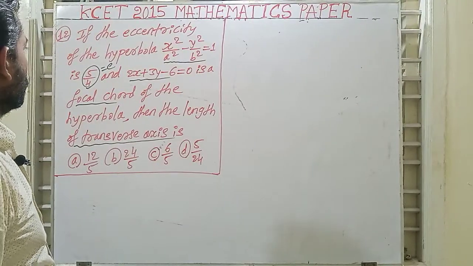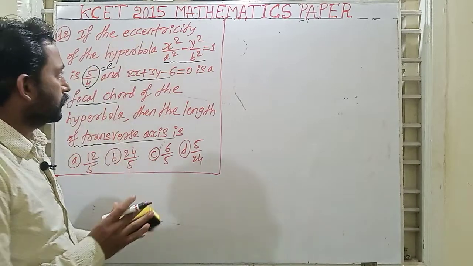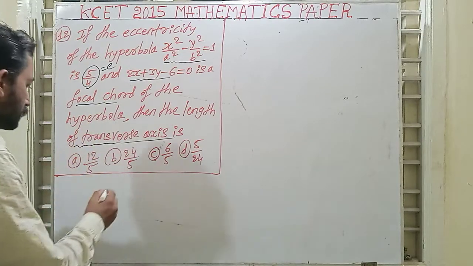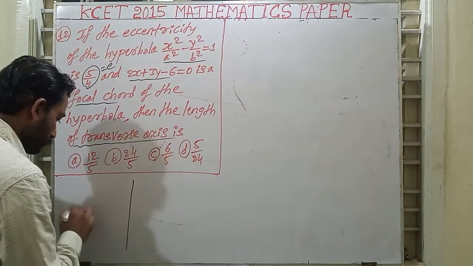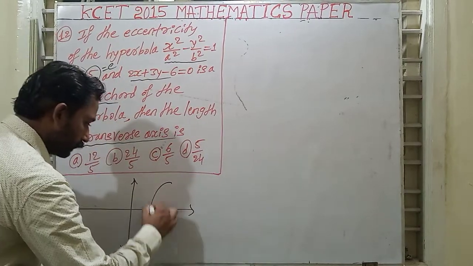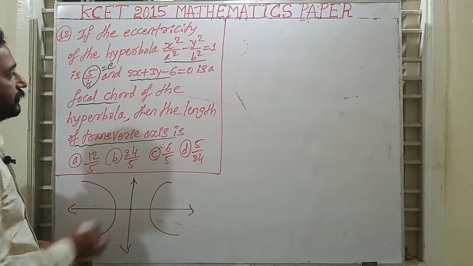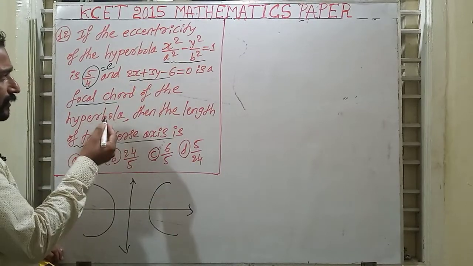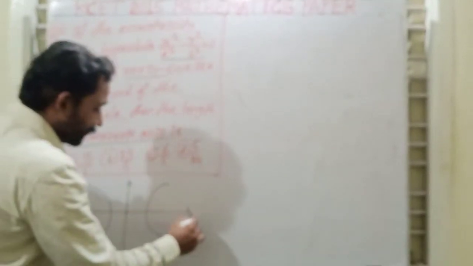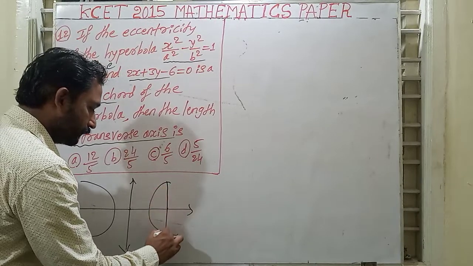Using the graph of this problem, you can easily draw the hyperbola of this type. So what are the given data? Focal chord is given. What is the meaning of focal chord? The chord is the line which is perpendicular to the transverse axis and passing through the focus. This is the focal chord.